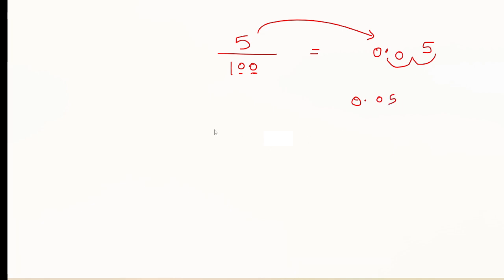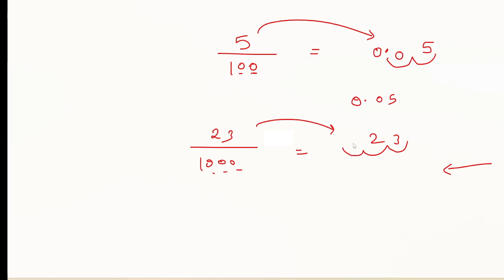Suppose I have 23 over 1000. So I'll first write the numerator as it is. How many zeros are there? 3. So I have to place my decimal after 3 digits. We always go in this direction, okay? So 1, 2, 3, there is no digit, so I'll put a placeholder 0, and then I'll put a decimal and one more 0 to make this decimal visible. So the answer is 0.023.